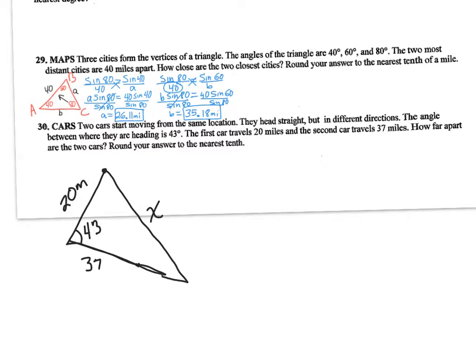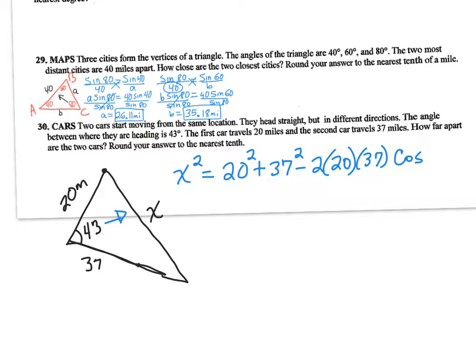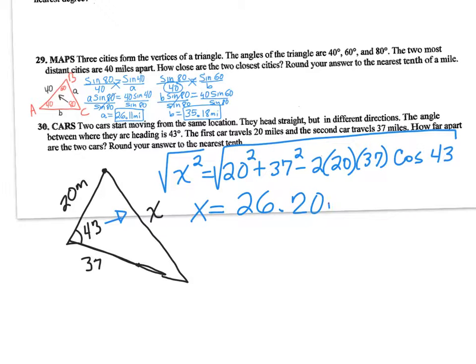Since it's 3 sides and 1 angle, I can set it up using the law of cosines. You start with the opposite side, which is x squared, and then you get the 2 sides, the sum of the 2 sides squared, minus 2 times the product of those 2 sides, and then it's cosine of the measurement of the angle. Since you're looking for x and x is squared, you get the square root of both sides, and that would give you the distance. So the distance, when you put that in the calculator, is 26.20 miles.